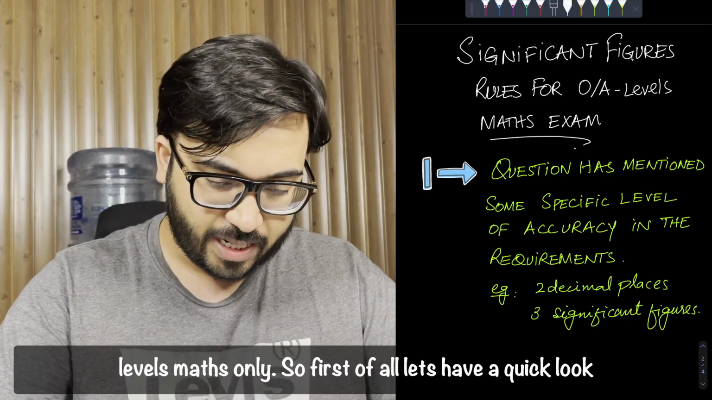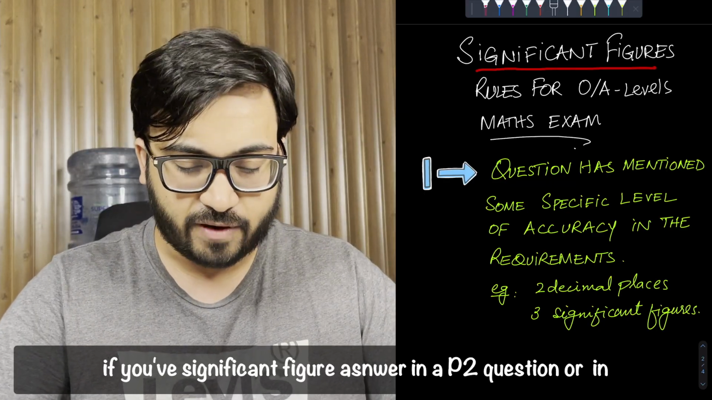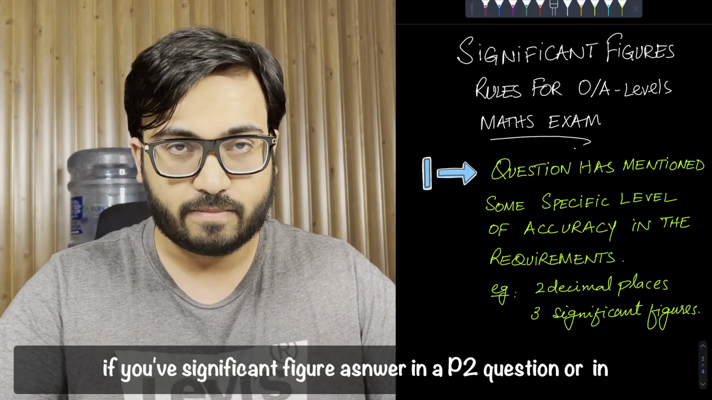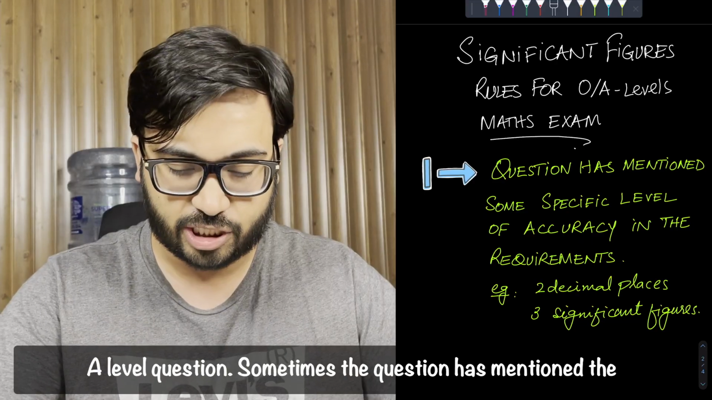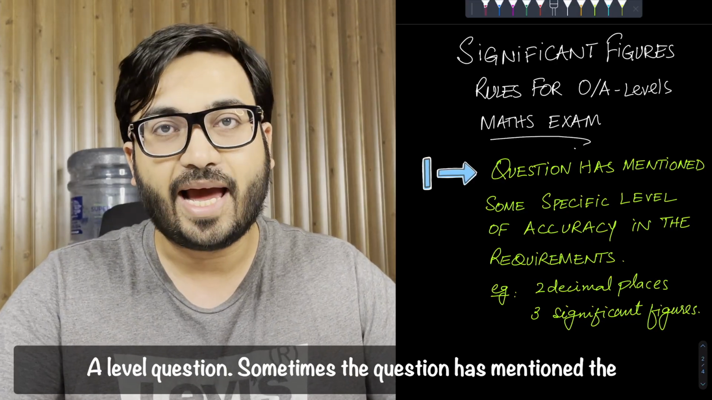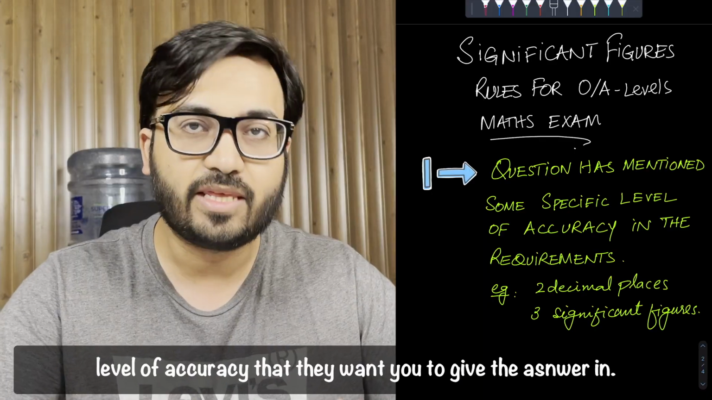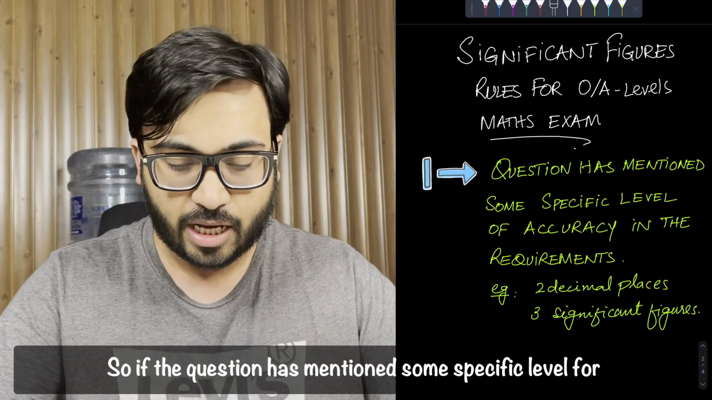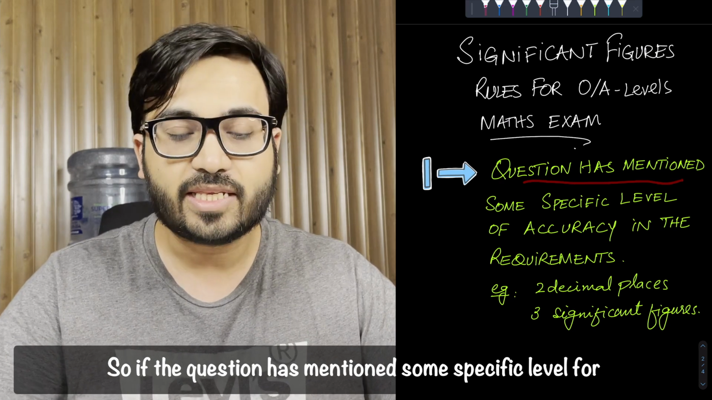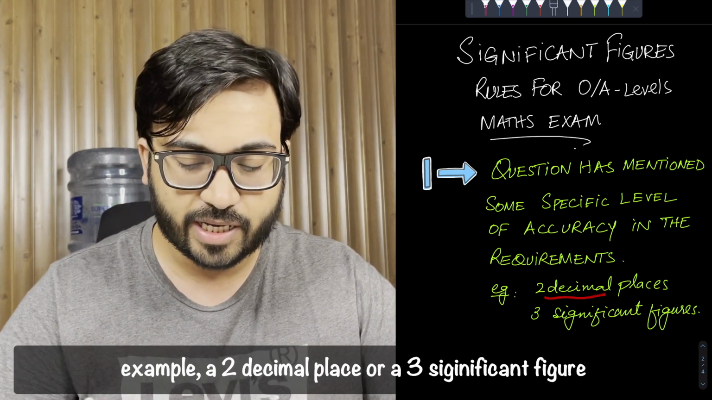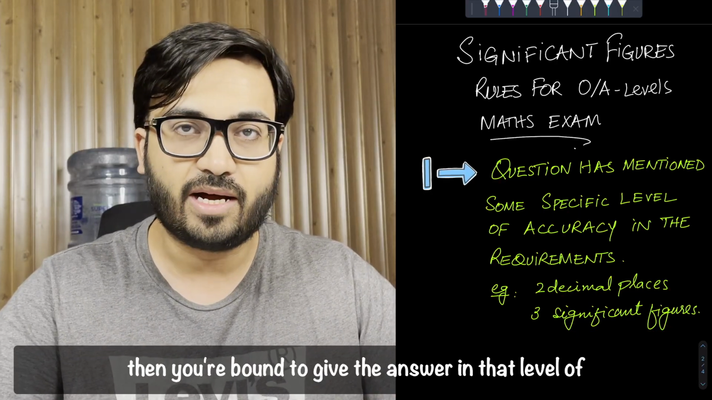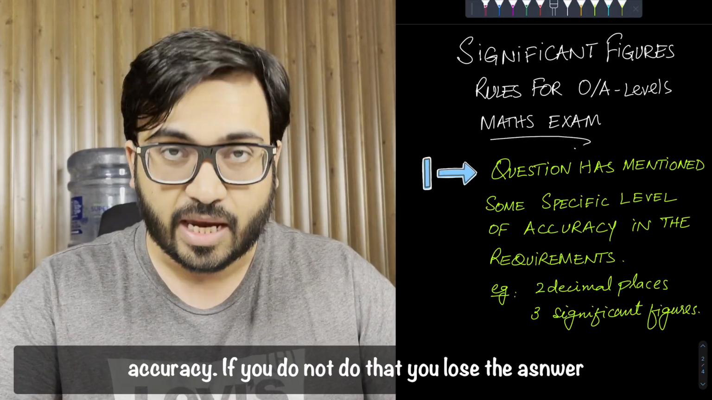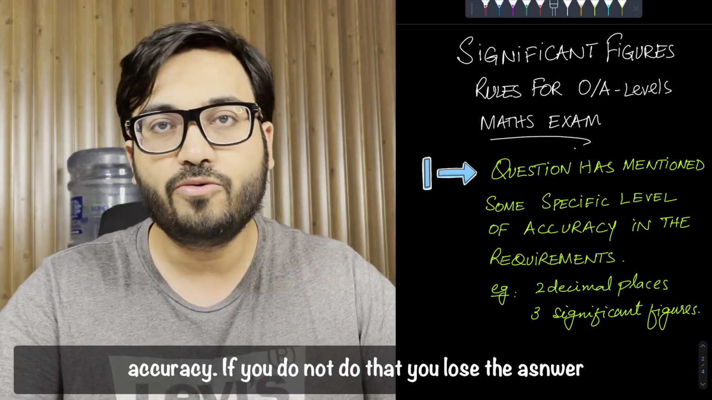So first of all, let's have a quick look. If you have a significant figure answer in a P2 question or an A-level question, sometimes the question mentions the level of accuracy that they want you to give the answer in. If the question mentions a specific level, for example, 2 decimal places or 3 significant figures, then you are bound to give the answer in that level of accuracy. If you do not do that, you lose the answer mark.